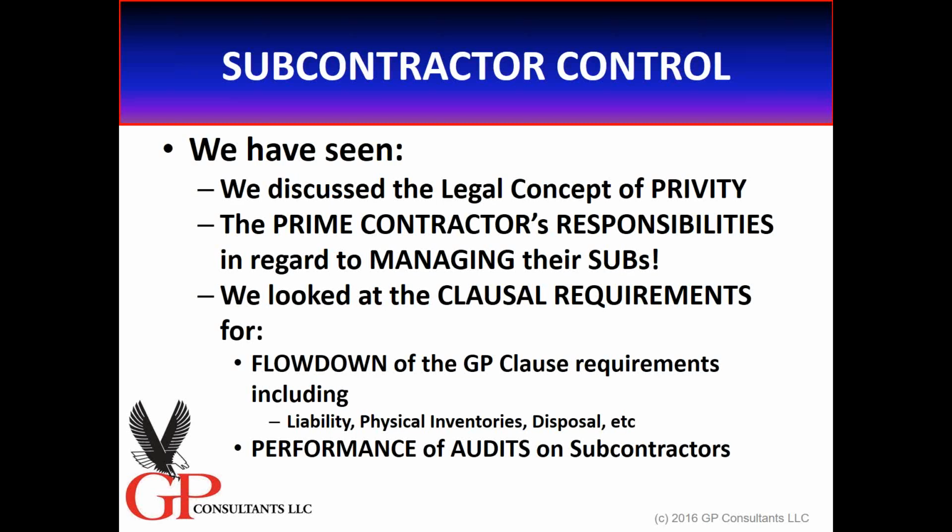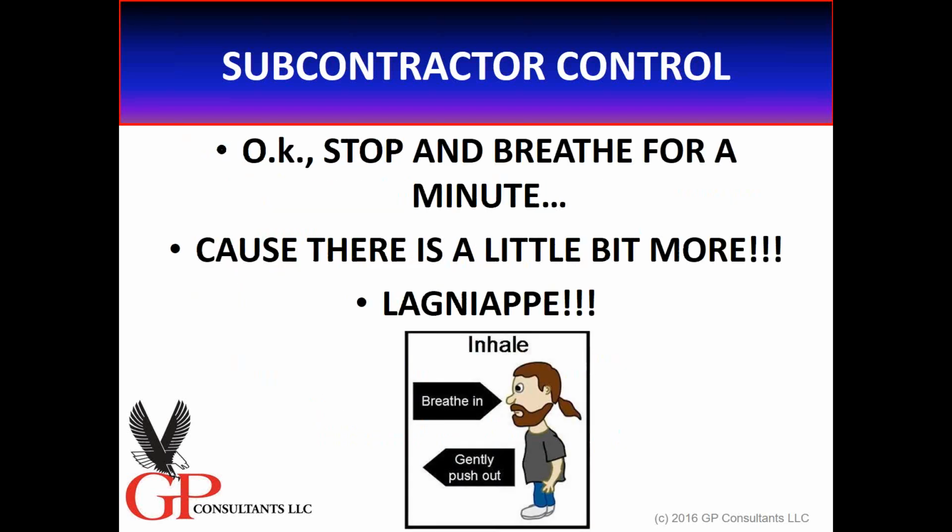So what I've done so far is we talked about the legal concept of privity. We talked about the prime contractor's responsibilities for managing the sub. We looked at the clause requirements for flow down of government property for liability, physical inventories, disposal, and performance of audits on subcontractors. I just want to throw a couple little things out there.